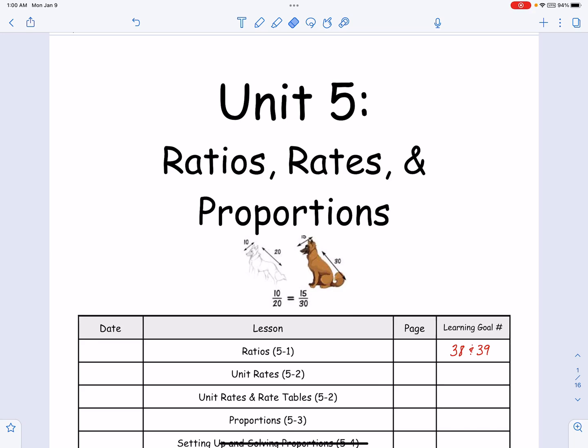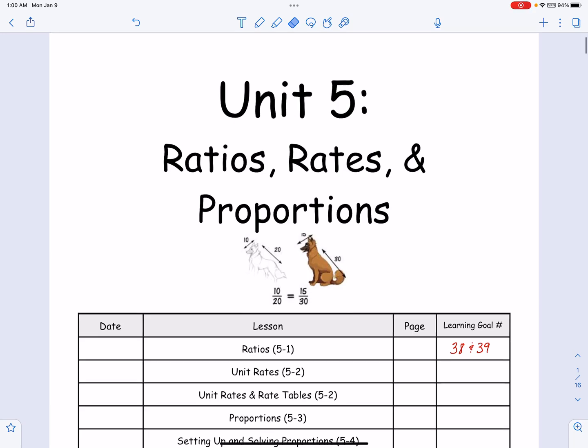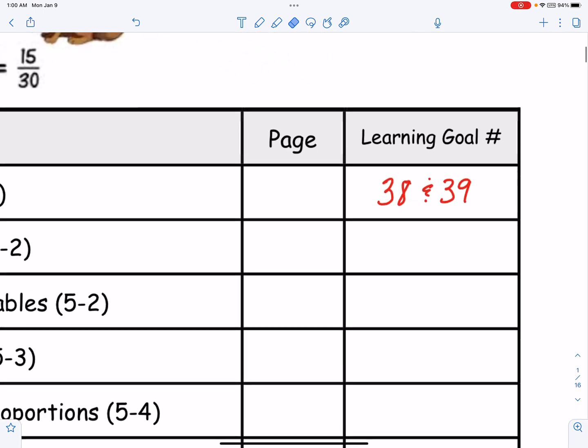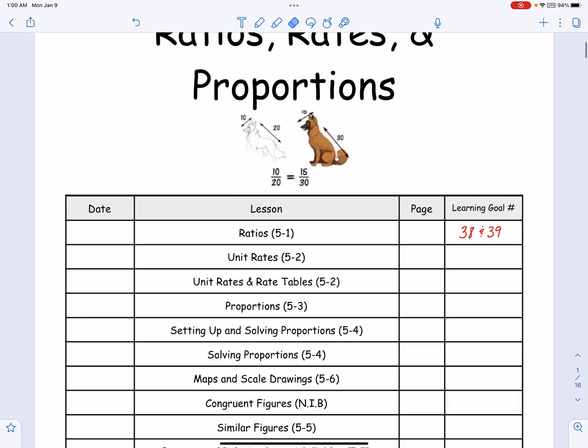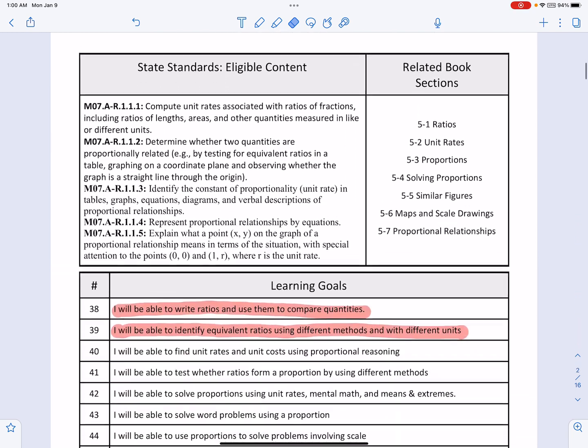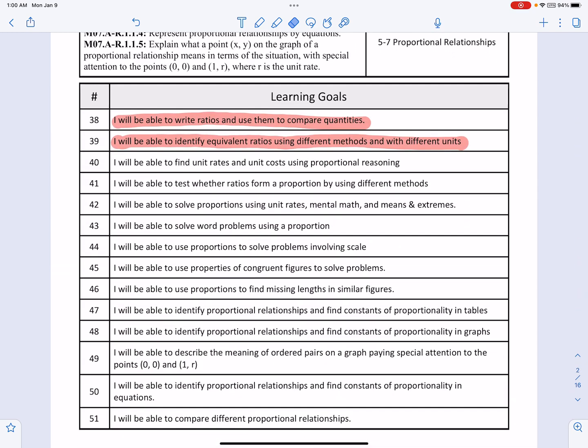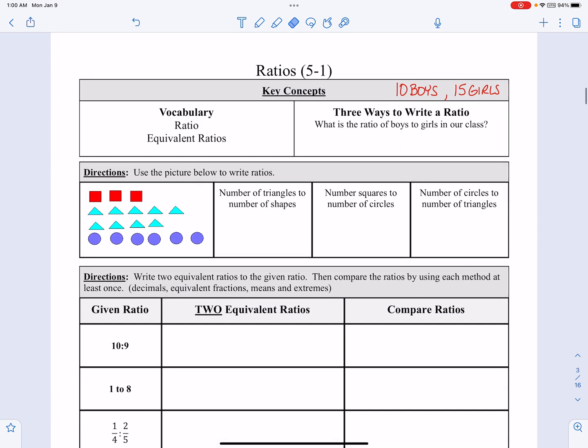All right, welcome to Unit 5, Ratios, Rates, and Proportions. Go ahead and fill out your date, and we're doing Learning Goal 38 and 39. Learning Goal 38 and 39 says, I will be able to write ratios and use them to compare quantities, and I will be able to identify equivalent ratios using different methods and with different units. So let's go ahead and take a look at what that would look like.